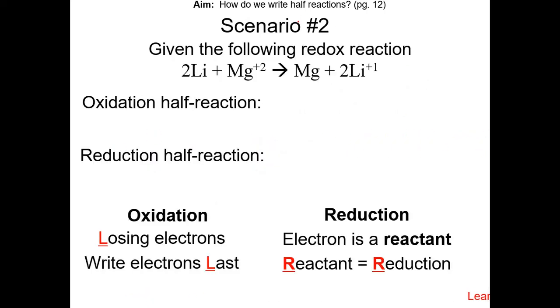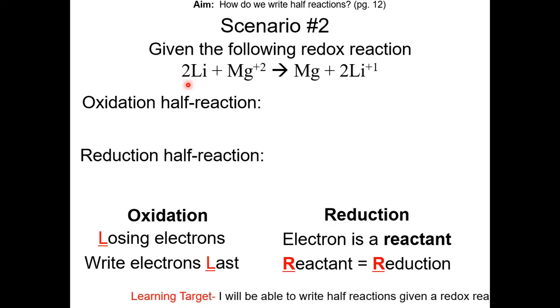Now let's look at scenario 2. In scenario 2, it is slightly harder because there are coefficients that are not 1. The first step in writing a half reaction is to figure out which element is being oxidized and reduced. Lithium is being oxidized and magnesium is being reduced. So let's first write the oxidation half reaction first.